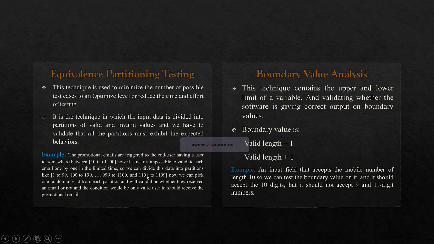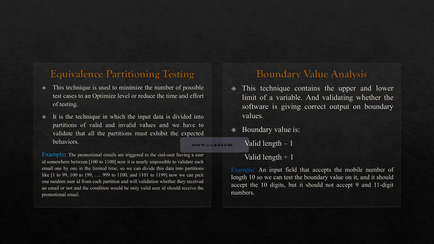Same for this ID, if we choose something like 1150, this ID should not receive an email. But in between all these partitions, every user should receive that promotional email. So this is what we have validated in equivalence partitioning.